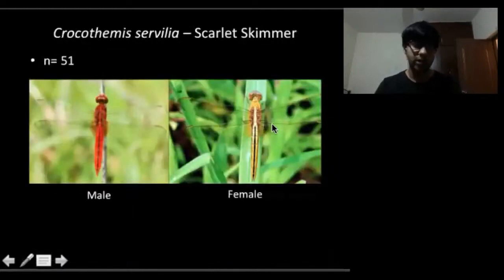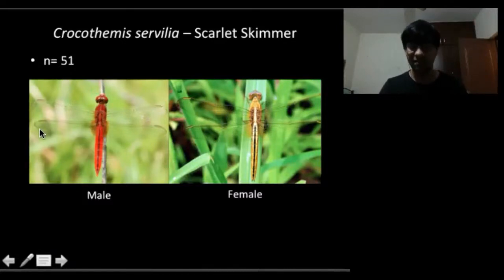To talk about the actual species, I'll talk only about the 2 species for which we have the highest number of observations of andromorph females. To explain what exactly is this andromorph female. So this is a species called scarlet skimmer, another common species found around marshlands and ponds. So the males are always very bright, and the females are generally this yellow coloration with black.